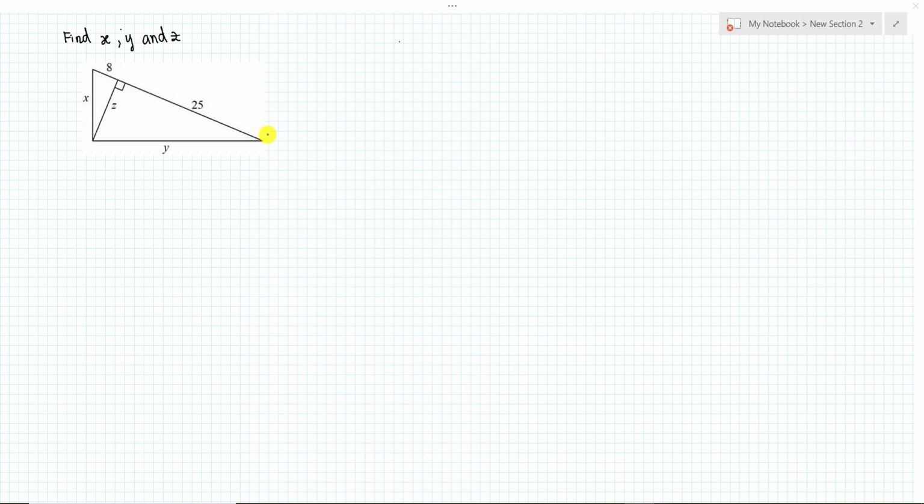Today I have one exercise like on screen. Find x, y and z. We see in the measure I have one triangle that has 8, y, z, 8 and 25. And first we want to find 8y.